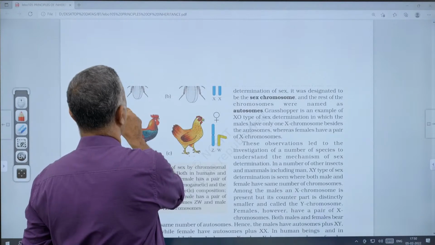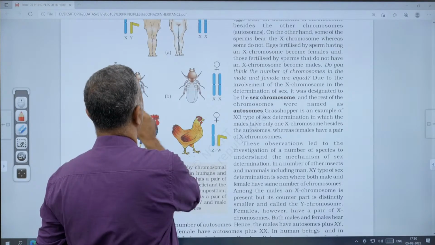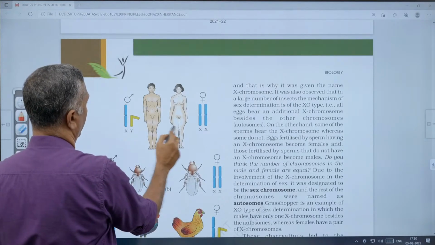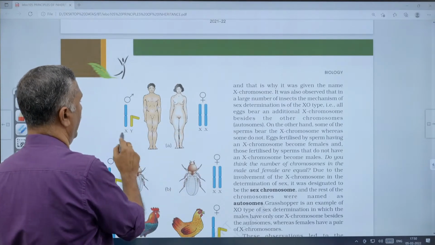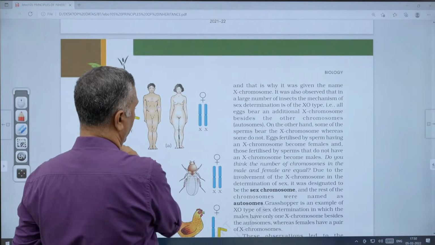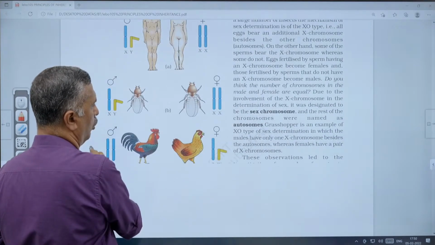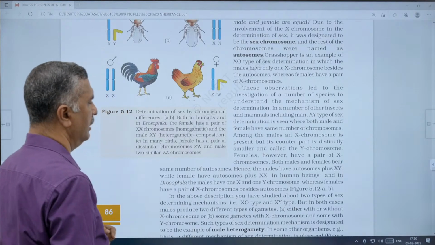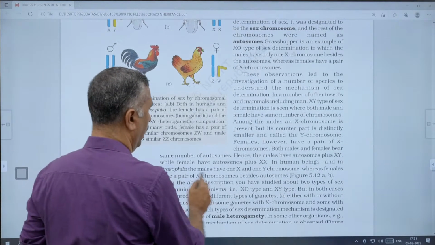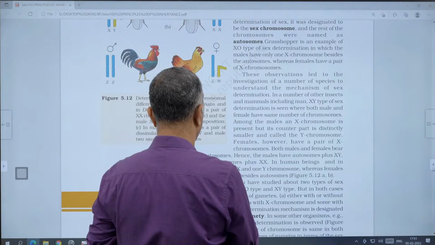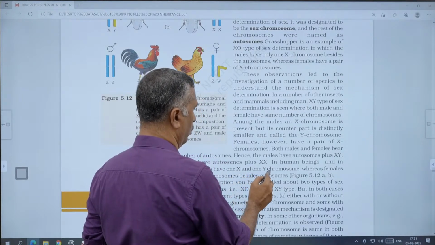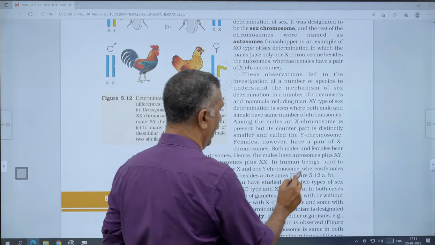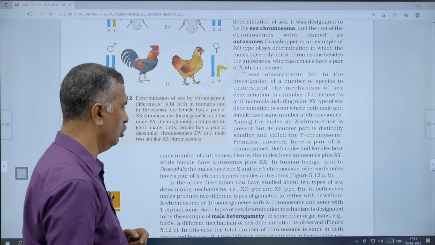The XY male and XX female, in humans also. Drosophila and humans have the same type of sex determination. In human beings and in Drosophila, the males have one X and one Y chromosome, whereas females have a pair of X chromosomes besides the autosomes.